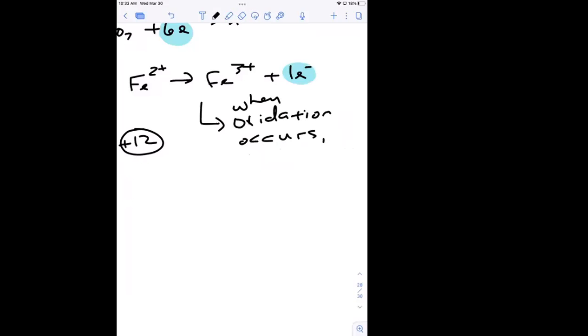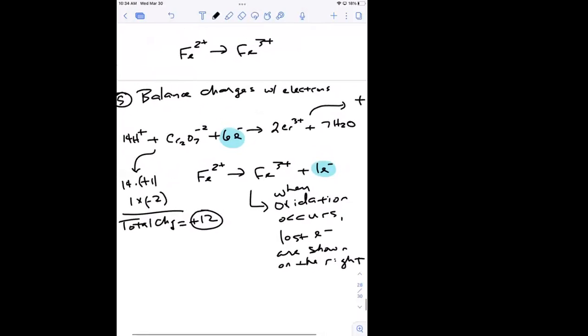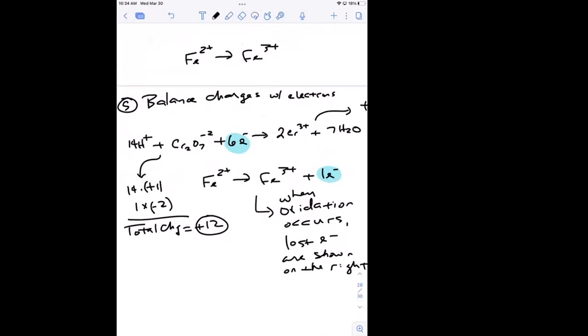When oxidation occurs, the lost electrons are shown on the right. Let me say it that way. So I'm trying to balance that charge of that oxidized iron. So I'm going to put the electrons on that side, because the other side, again, the charge went from 2 plus to 3 plus, right? So I'm not going to take 2 plus and subtract an electron from that. I'll just take the 3+ side and add an electron over there. So when I'm showing oxidation, I always put the electrons on that right side of the arrow.